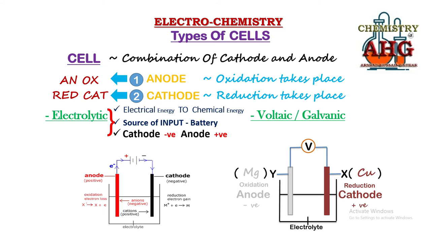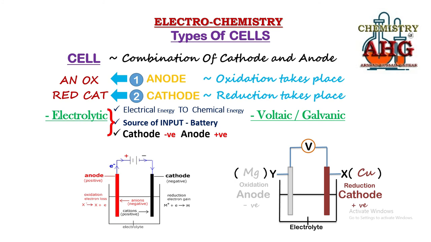Now what are the similarities? There are two common similarities that you can remember. One thing, whether you have been given an electrolytic cell or a voltaic cell, the type of reaction is a common feature. What is the type of reaction that always takes place, whether it is an electrolytic cell or a voltaic cell? It is known as redox reaction. And you know redox is a combination of reduction and oxidation. So this is one similarity.